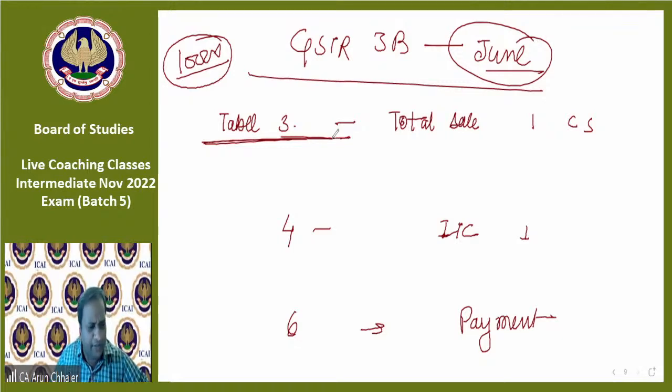Tax. Why will the tax period end in September? Tax period means, in case of monthly, it is every month. In case of quarterly, it is after the end of the quarter. Assuming for the time being, I am assuming it is a monthly taxpayer.